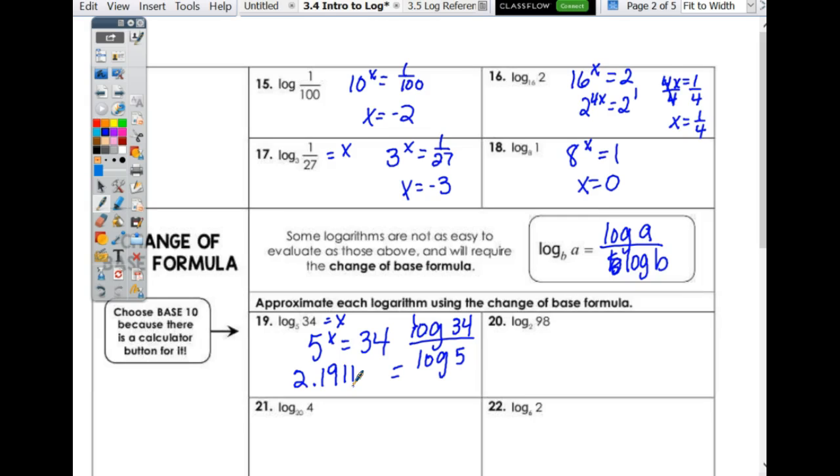I got 2.1911. Four decimal places, please. Okay, so do we need to do more of these? No, I didn't think so. Okay, so change of base. If you can't get a common base like these, you have to do change of base. All right?